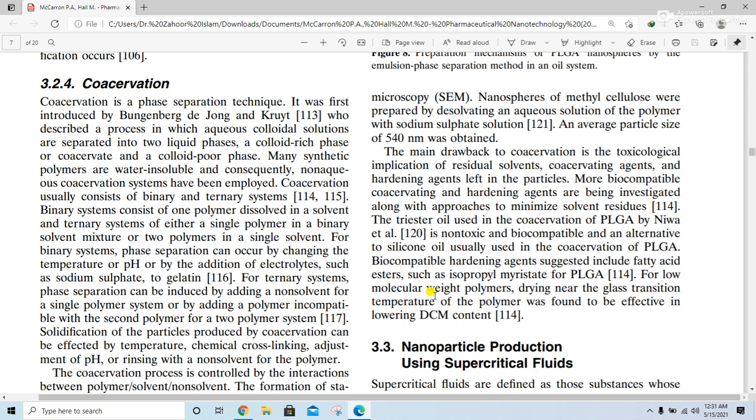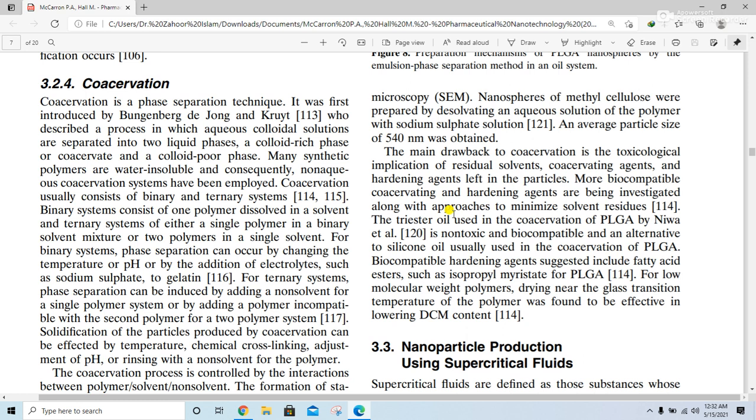As I was talking about scanning electron microscopy, the nanospheres of methyl cellulose were prepared by desolvating an aqueous solution of the polymer with sodium sulfate solution. An average particle size of 540 nanometers was obtained. The main drawback of the coacervation method is the toxicological implication of the residual solvents, coacervating agents, and hardening agents left in the particles. More biocompatible coacervating and hardening agents are being investigated, along with approaches to minimize the solvent residues.